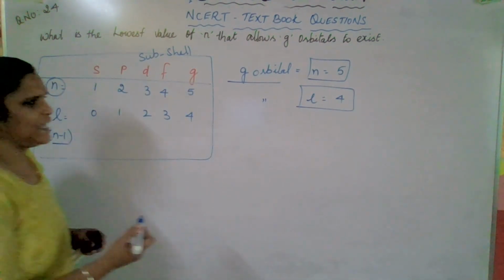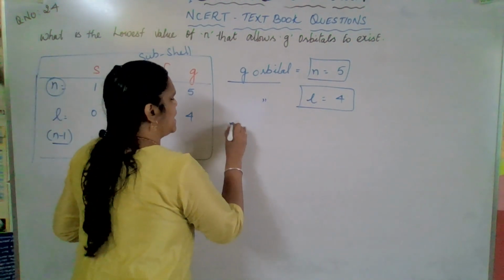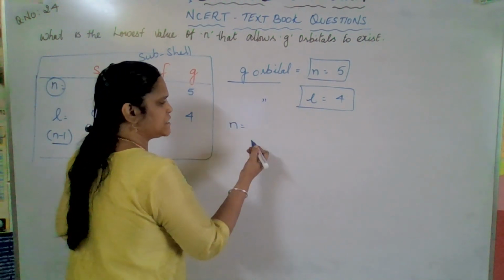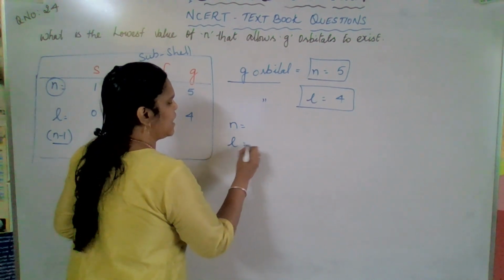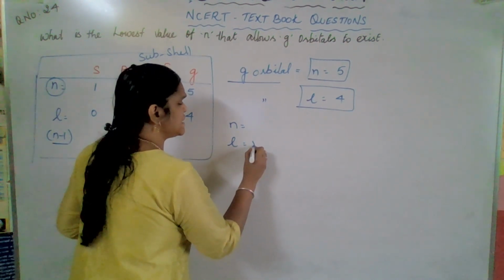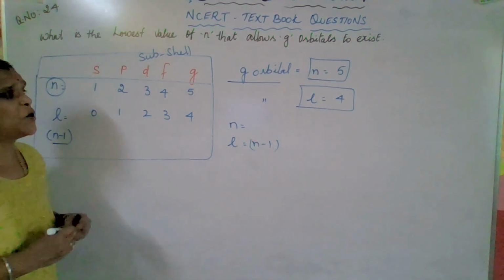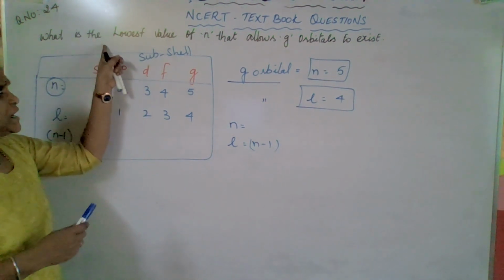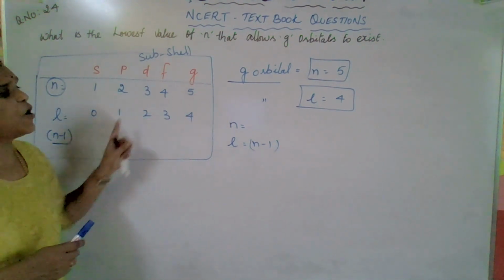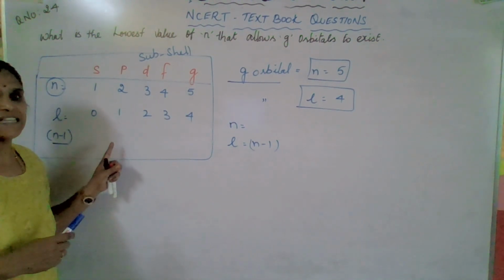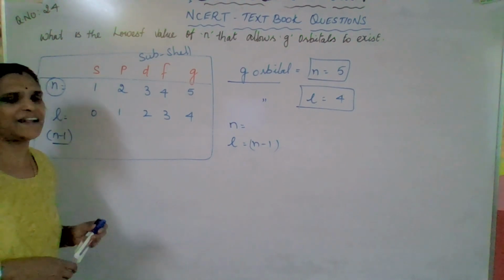I hope you got a clear idea. So n is the principal quantum number, and L equal to n minus 1 is the azimuthal quantum number. I hope you got a clear idea about what question they have asked and how we identify the answer. Come on, let's go for another question.